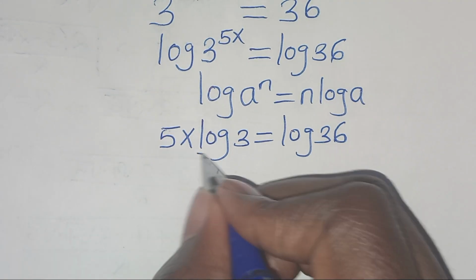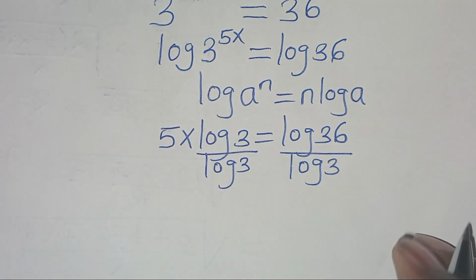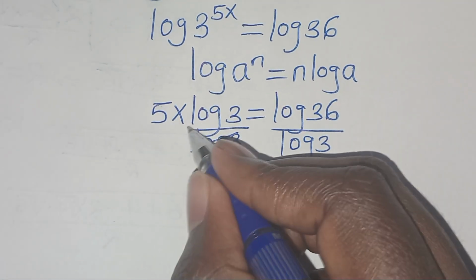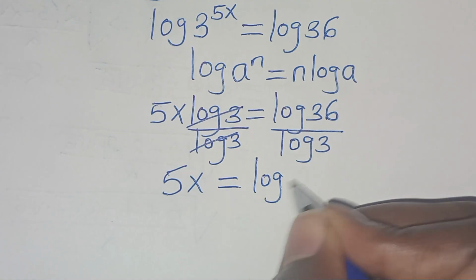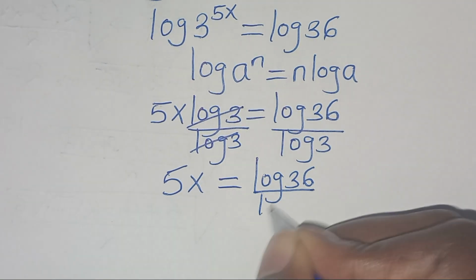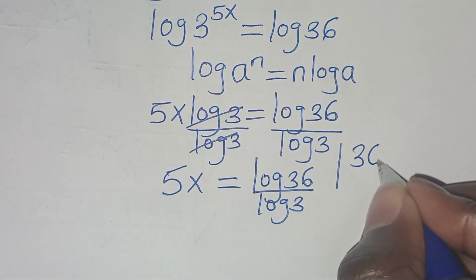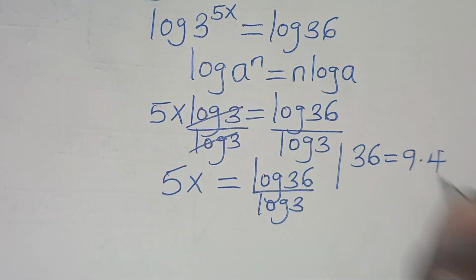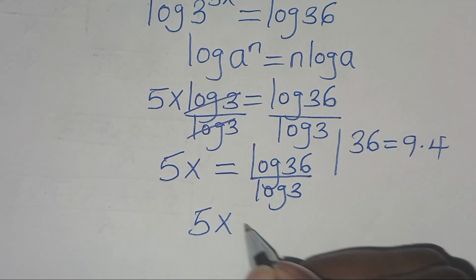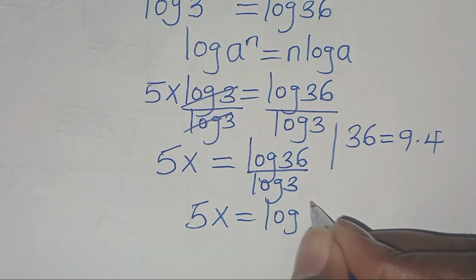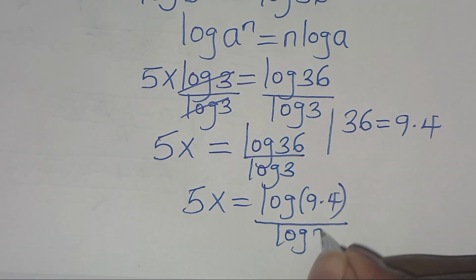Now, let's divide both sides by log 3. So let's simplify here so that now we have that 5x is equal to log 36 divided by log 3. Now, we can express 36 basically as 9 times 4. Let's substitute this so that we have 5x is equal to log 9 times 4, everything here divided by log 3.